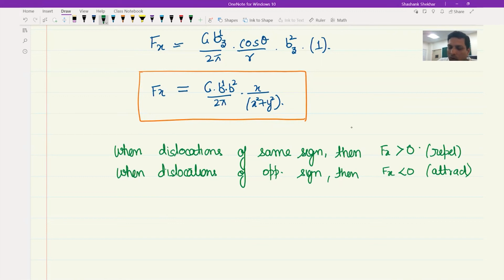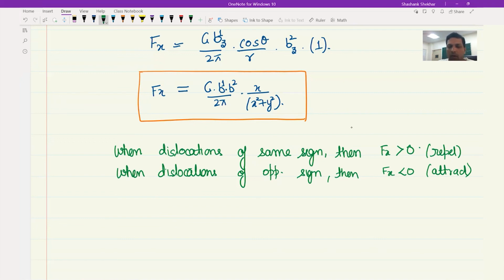So overall, we can say whenever dislocations are of same sign, they will repel, and whenever dislocations are of opposite sign, they will attract, and they can also annihilate each other. In fact, this is also something that happens very often at higher temperature where recovery is taking place. Dislocations get annihilated.